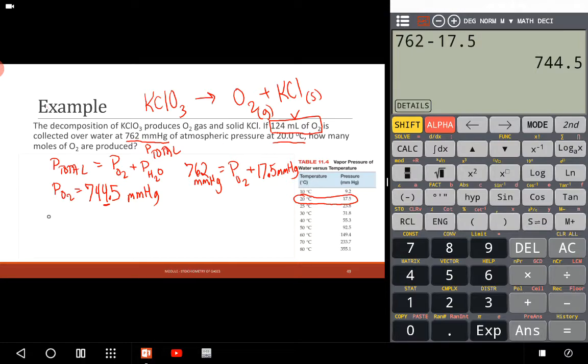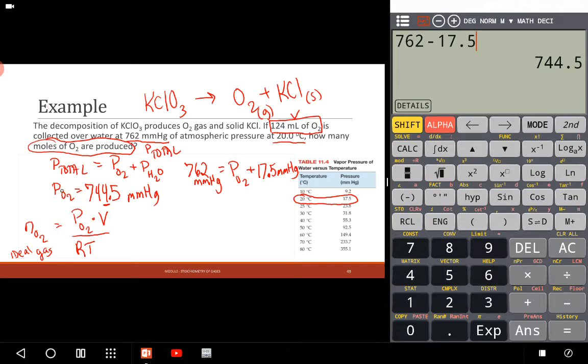Okay, so now it's asking how many moles of O2 are produced. So I'm looking for moles. My moles of O2 can be found from my pressure of O2 times my volume divided by RT. That's my ideal gas law equation rearranged.